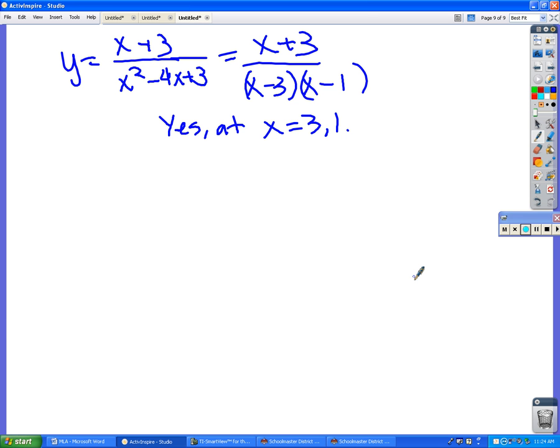There's x, no 1 on top. I don't care about the top. It's just the bottom. It's all about the bottom. So 3 minus 3.